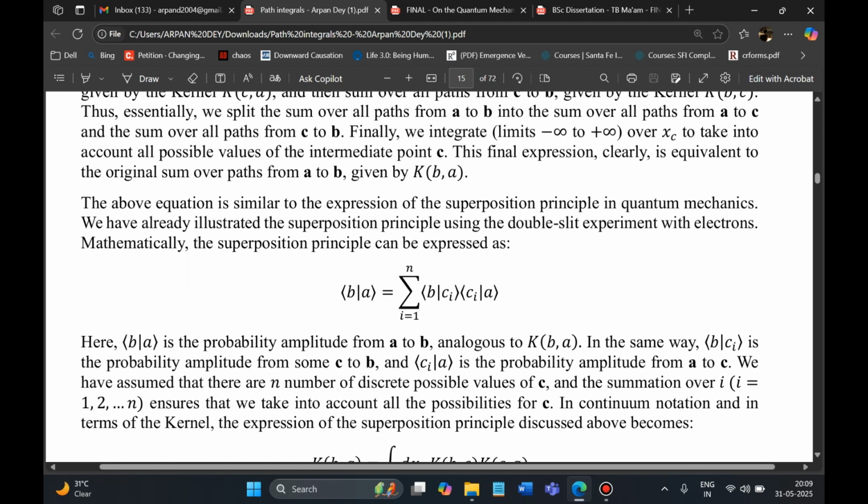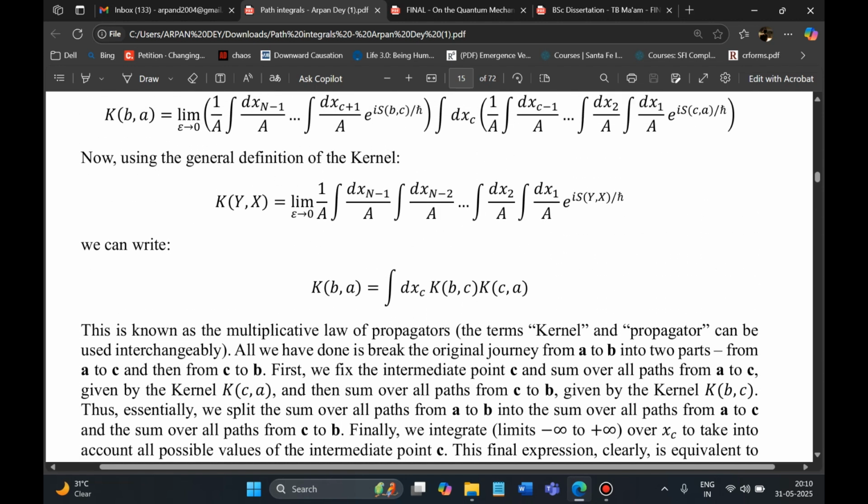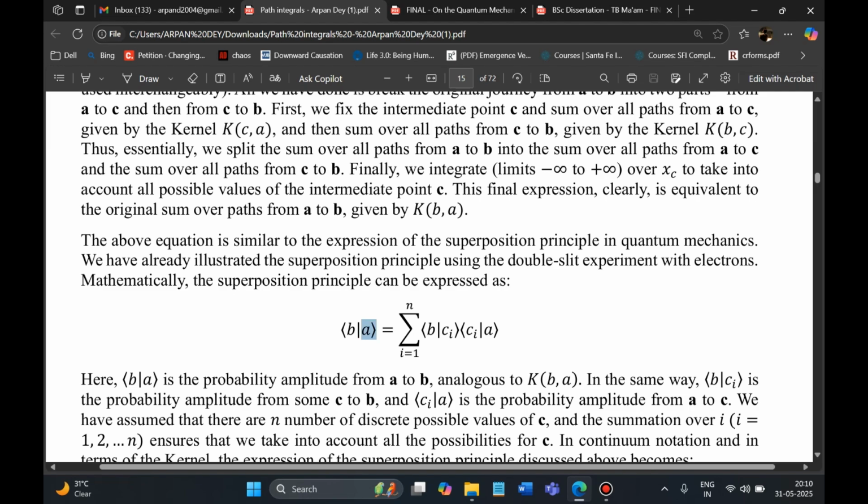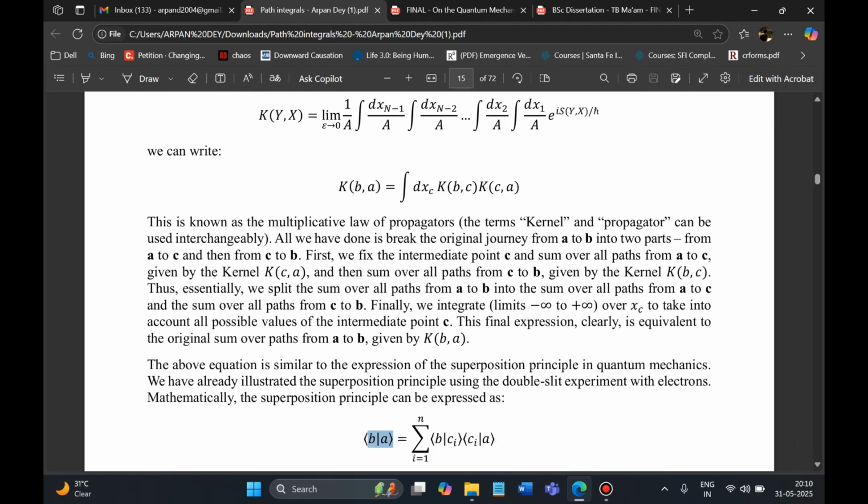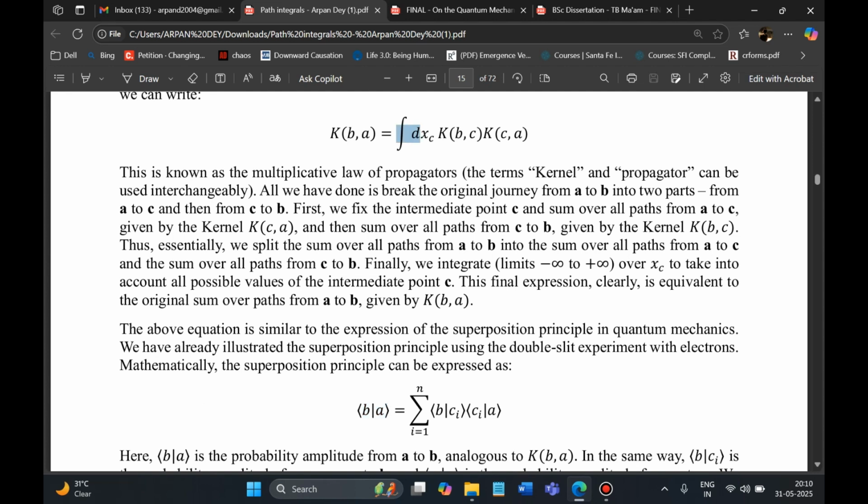Now in the canonical formulation of quantum mechanics, we cannot talk about the kernel. Kernel is something we talk about in the path integral formulation. Mathematically this is the inner product between A and B, and physically this is the probability amplitude of the particle evolving from state A to state B. So it's kind of the same as the kernel. The kernel K(B, A) is also a probability amplitude from A to B. So you can see the equivalence of the left hand sides of both these equations. Here we have an integration over all possible values of x_c. Here we have a summation over all possible values of some intermediate observable c.